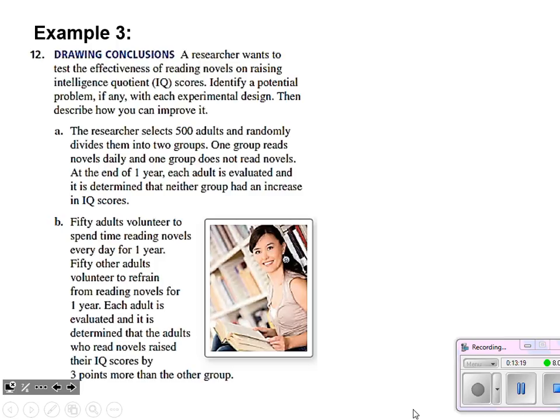All right, this sounds like a pretty sound experimental process here in letter A. We've got our random sample. We've got the group set up, a control and a treatment group. And then at the end of 1 year, they're evaluated, and it was found that there was no increase in IQ scores for either group. There are no problems with this. Okay, they've isolated the variable that they're analyzing, whether novels have an effect on IQ. And really, they've gone about this experiment in a very, very nice way. That's the variable that they've isolated, and their experiment is working really, really nicely.